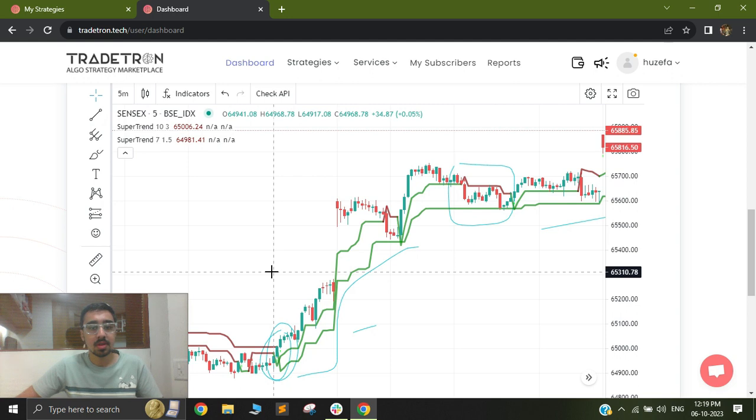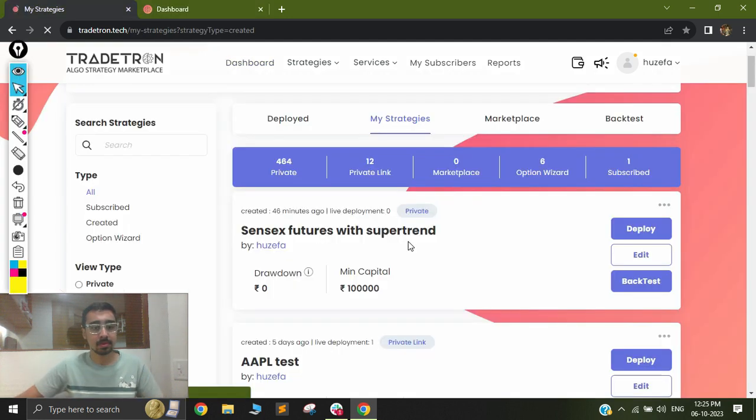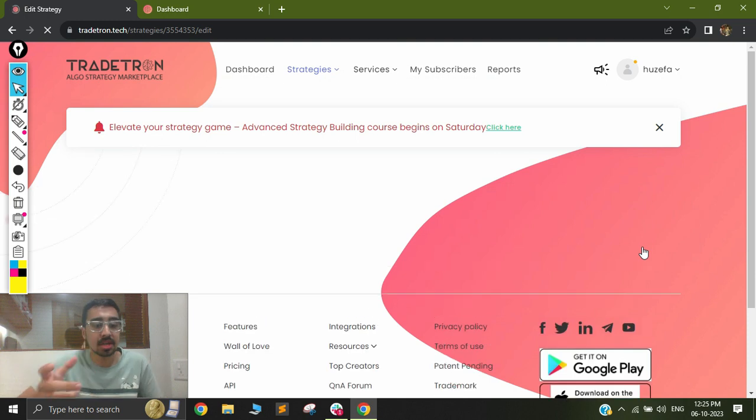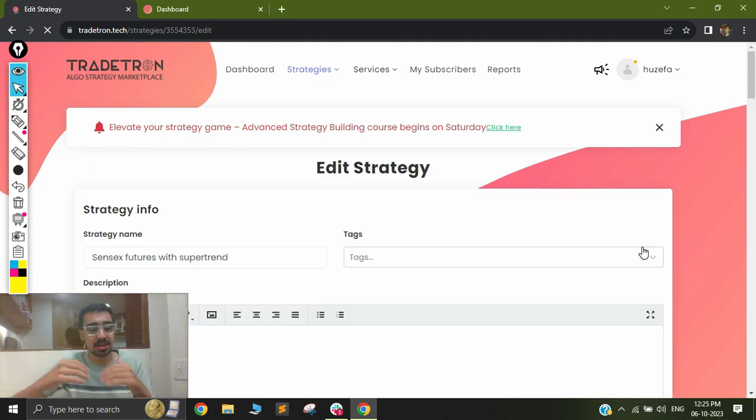So now let's go to the Tradetron strategy builder and try to build this same logic, where we are checking for both the super trends, the slow and fast moving super trend, to be of the same color. If they are not of the same color, we'll square off, and if they are of the same color, we will take a trade. If the color inverts or changes direction, in that case we'll go to the opposite direction. I've already built my strategy. As usual, I will share the link to this strategy in the description box, so that you can directly duplicate it, test it, modify it, and use it as per your requirement.